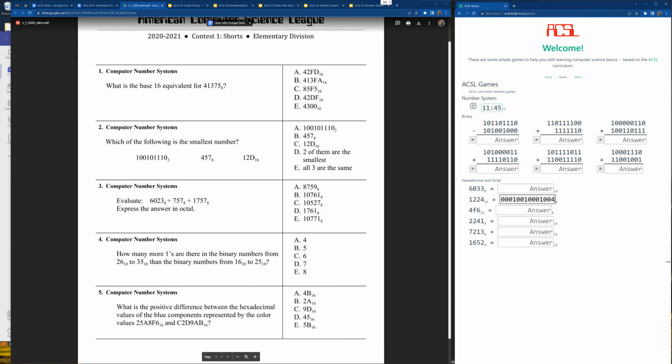This is 4, so the next 3 bits is 4 again. And the next 3 bits is 0. The next is 1, and the next 3 bits is 1 again. And the last one is just 0, so we'll just remove that. We don't need the leading 0. It's okay to leave it there, but we can remove it as well. So it's 11044.